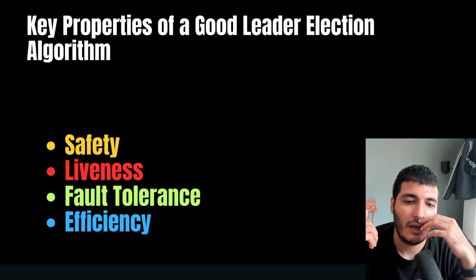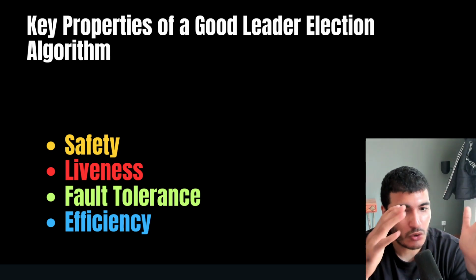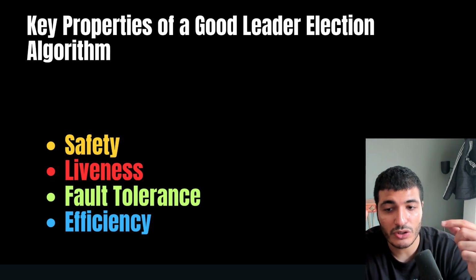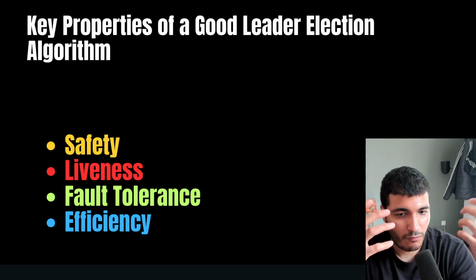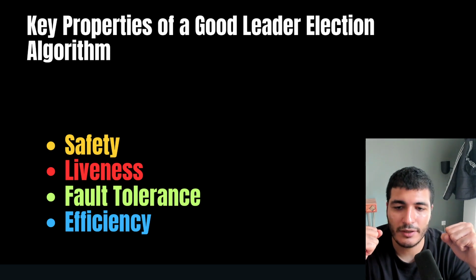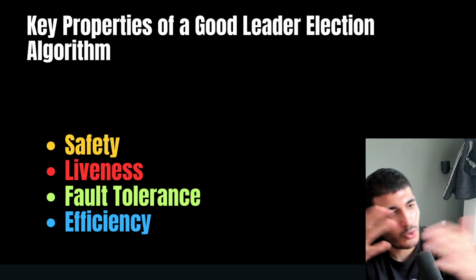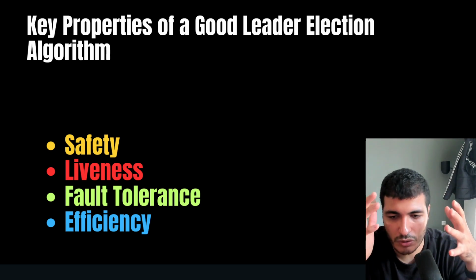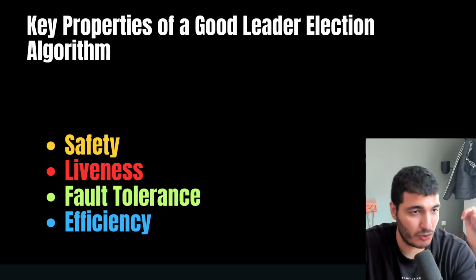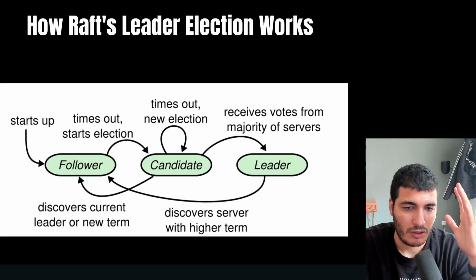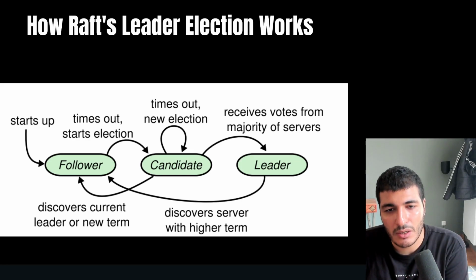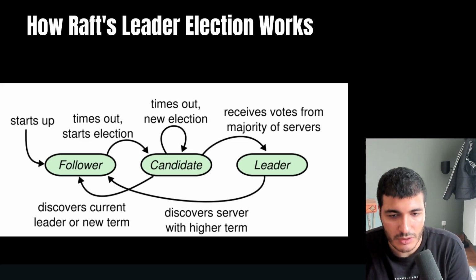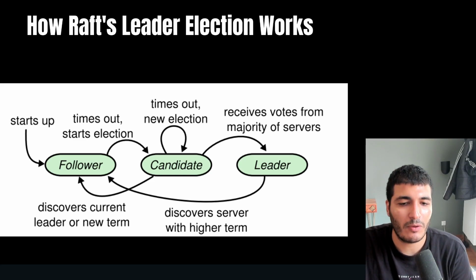Okay. Number three, fault tolerance. The election process must succeed even if a minority of nodes in the cluster fail. For example, for a 5-node cluster, it should work if one or two nodes fail. Number four, which is last, efficiency. The election process should be fast and consume minimal network and CPU resources. Okay, so next we will talk about some leader election algorithms. We will talk about Raft, Apache ZooKeeper, and the bully algorithm.